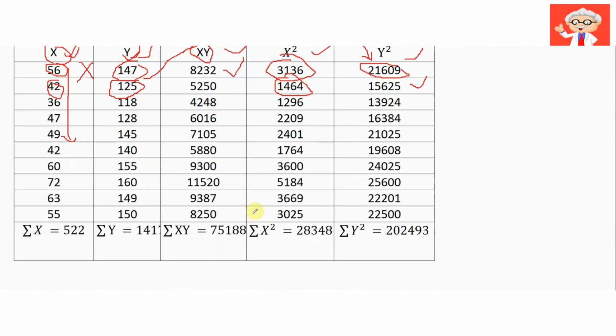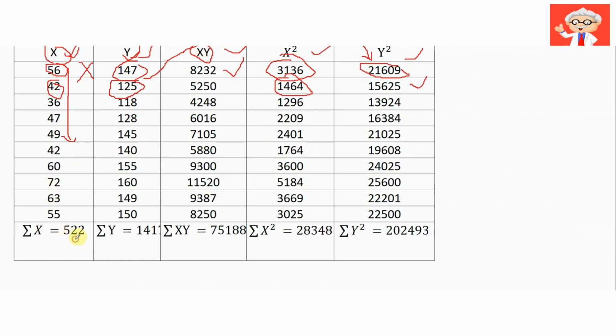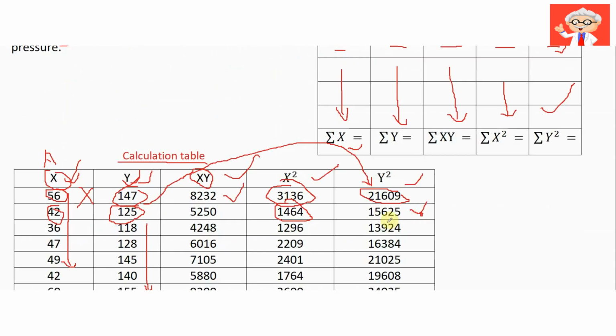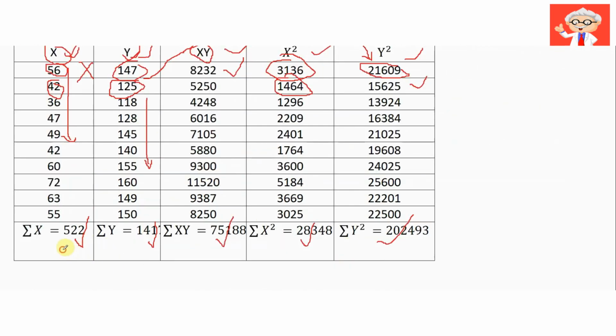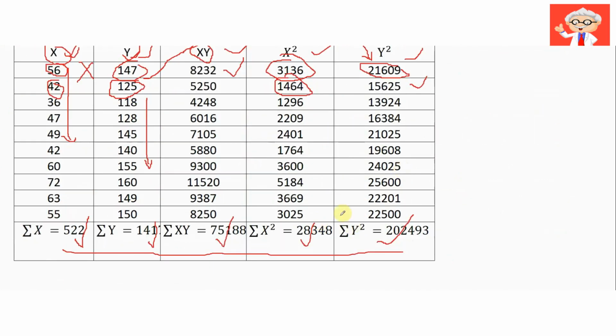Finally, when you add 56, 42, 36, 47, 49, 42, all the values, we get the summation of x, that is 522. In the same way, when we add all the values in each column from above to below, we get the other summations. All these values are obtained. Now when you put all these values in our formula, we get the result.